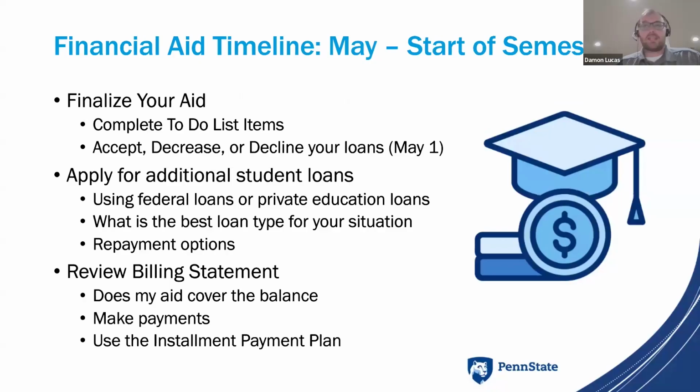So financial aid for May/start of the semester. Here's where you finalize your aid. Complete any to-do list items, accept, decrease, or decline your loans by May 1st. Applying for additional loans, you can use federal loans or private educational loans. Again, this is where I was mentioning what's the best loan type for your situation. Definitely important to review repayment options.